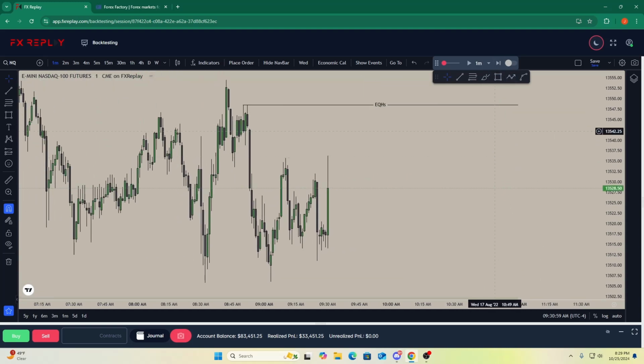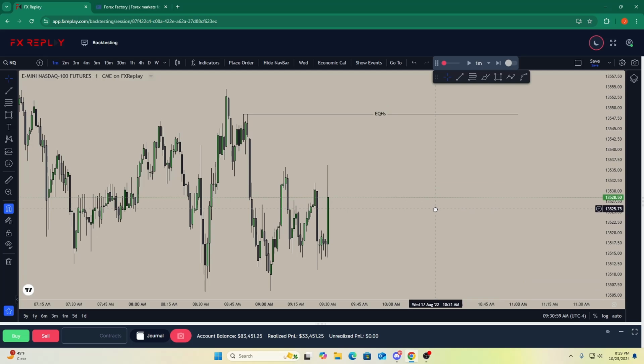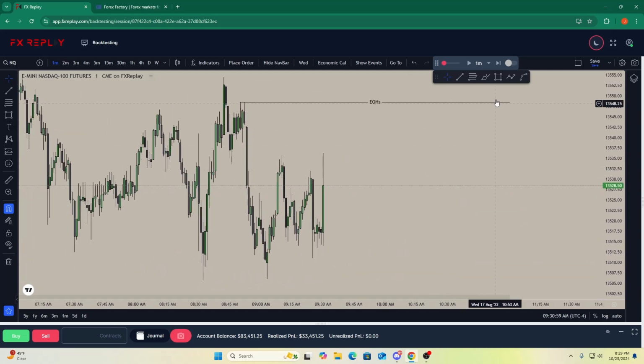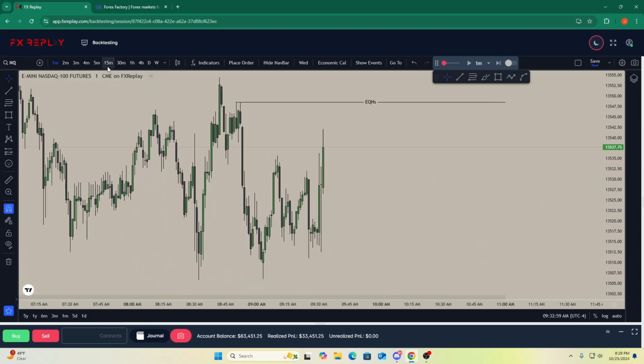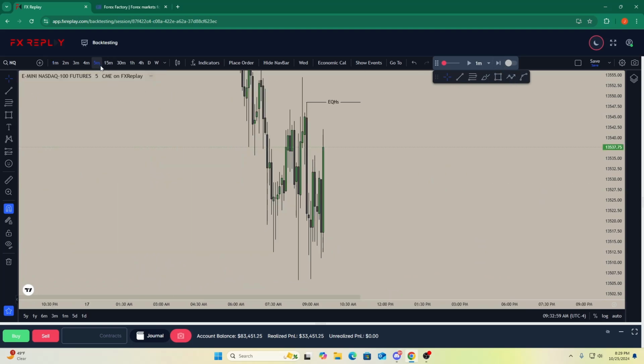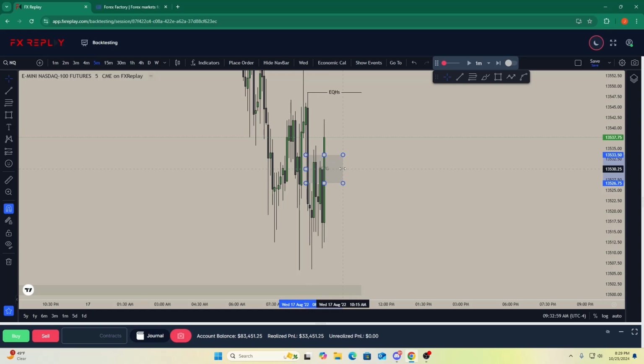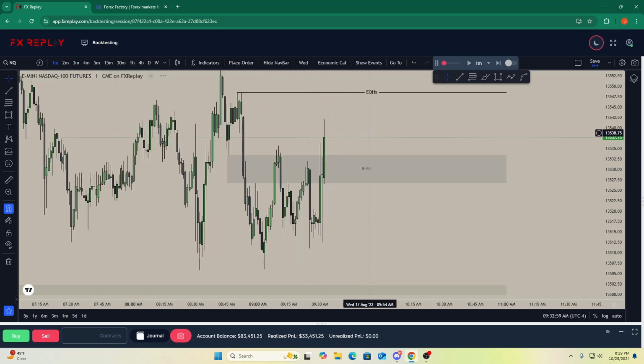Yeah, so we'll just continue clicking forward until maybe we can get a long setup into these equal highs, 15-minute rebalance here. So I'm kind of looking at this 5-minute here. Right, so the 5-minute has not been inversed yet. Let's see what we do here.